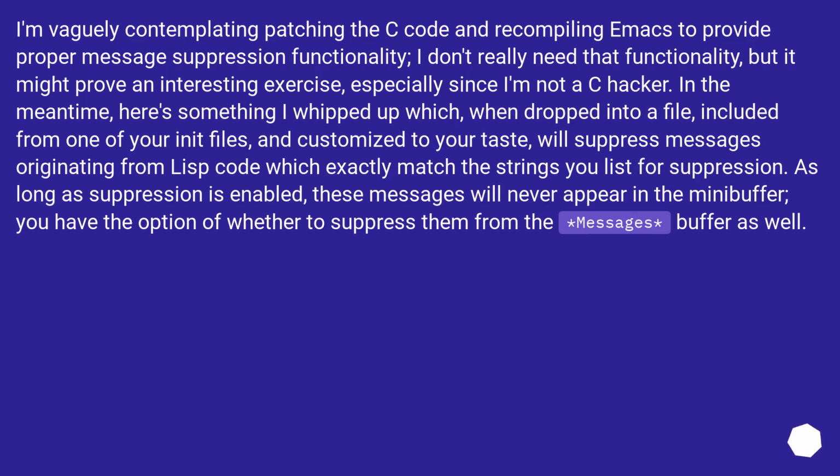I'm vaguely contemplating patching the C code and recompiling Emacs to provide proper message suppression functionality. I don't really need that functionality, but it might prove an interesting exercise, especially since I'm not a C hacker. In the meantime, here's something I whipped up which, when dropped into a file, included from one of your init files, and customized to your taste, will suppress messages originating from Lisp code which exactly match the strings you list for suppression. As long as suppression is enabled, these messages will never appear in the minibuffer. You have the option of whether to suppress them from the messages buffer as well.